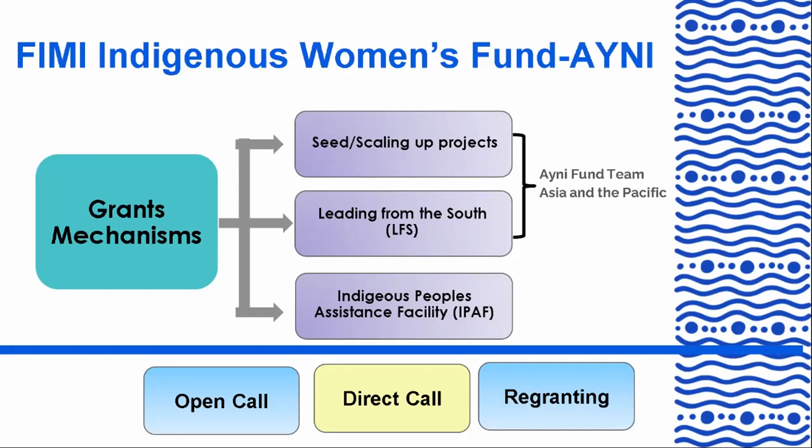FIMI's Indigenous Women's Fund, AYNI, is composed of 3 different grant mechanisms. The first one, the pioneer one we had, and right now we have, is Seed Scaling Up Projects. The second one is Leading from the South. And the third one is Indigenous People's Assistance Facility, IPAF.